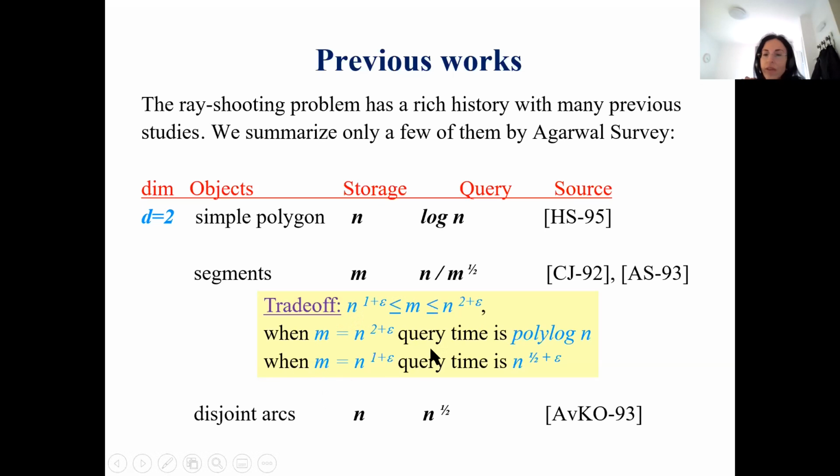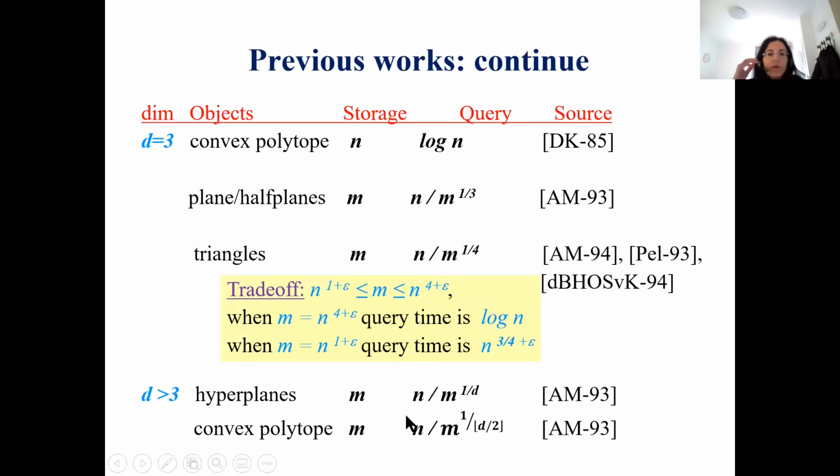Okay, and this is very common in research. Other settings are for disjoint arcs in the plane. Here it is known that with linear storage, the query time is root n. What is the situation in 3 dimensions? For ray shooting in a convex polytope, with the hierarchical decomposition of Dobkin and Kirkpatrick, this can be done with overall linear storage and logarithmic query time.